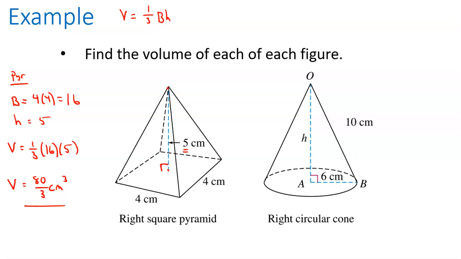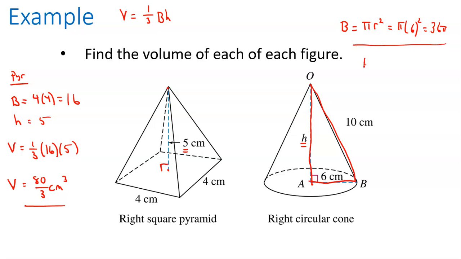All right, how about my cone? How do I find the base of my cone? The base of the cone is a circle. So we use pi r squared as the area of our circle. So pi times 6 squared will give me 36 pi. Right, the height was not given to me. Here's the height. What do I know, though? I know that the slant height is 10, and I know that this base over here is 6, and what I've done is I've made myself a right triangle.